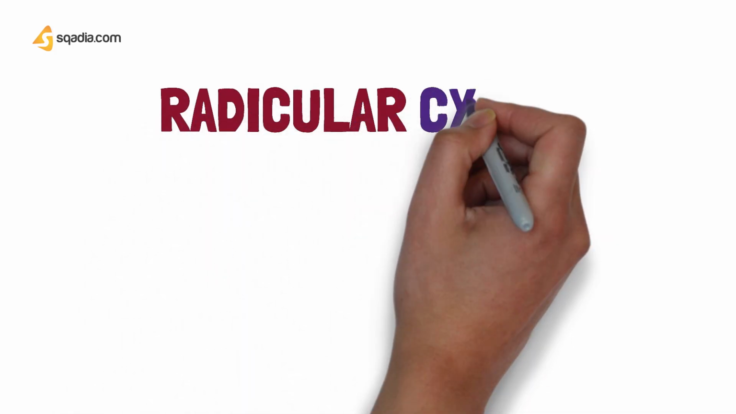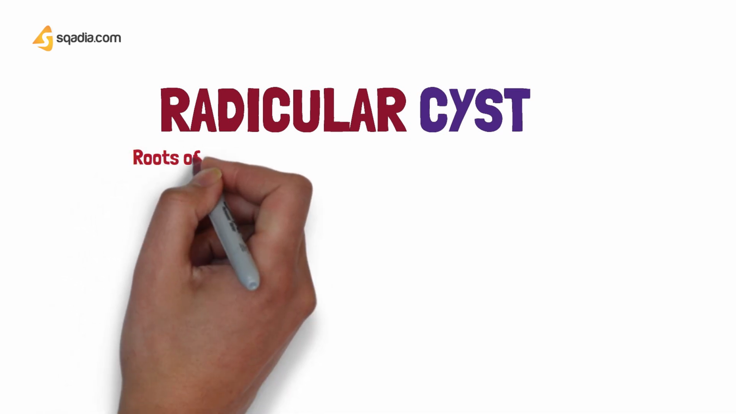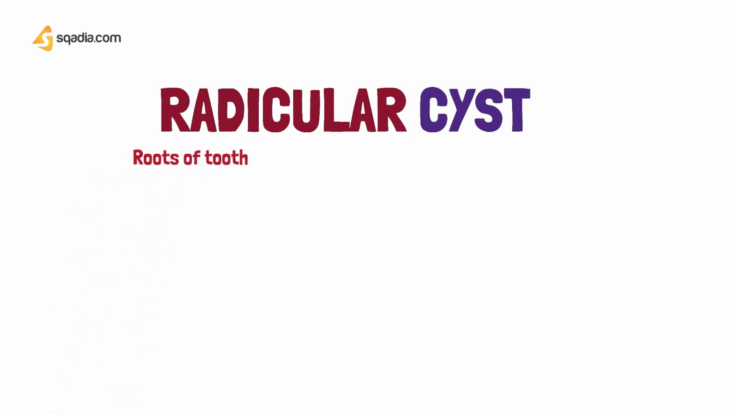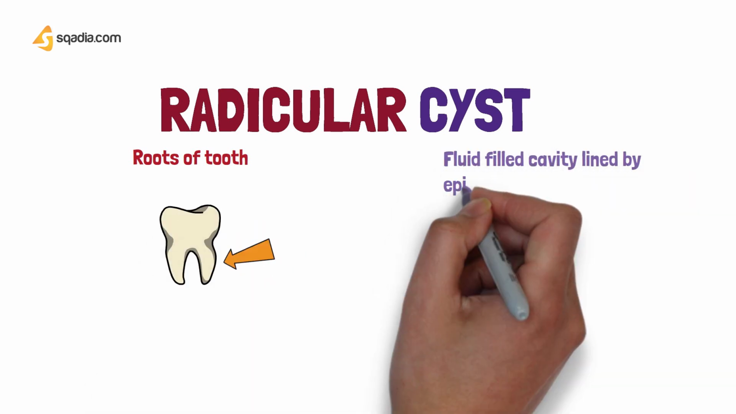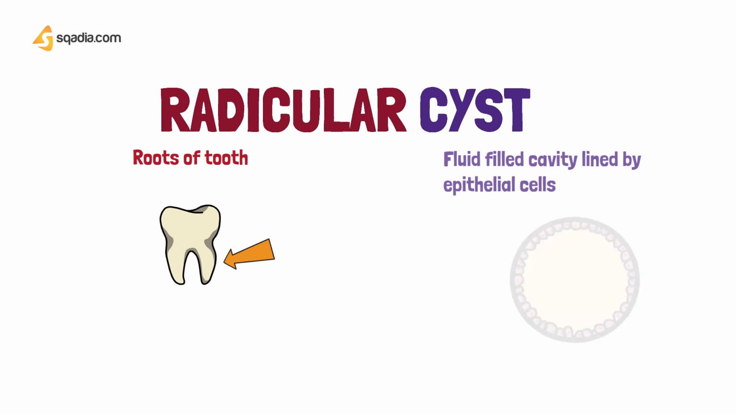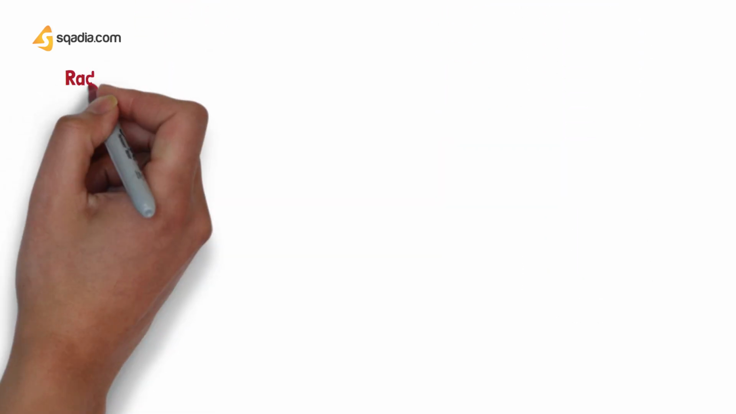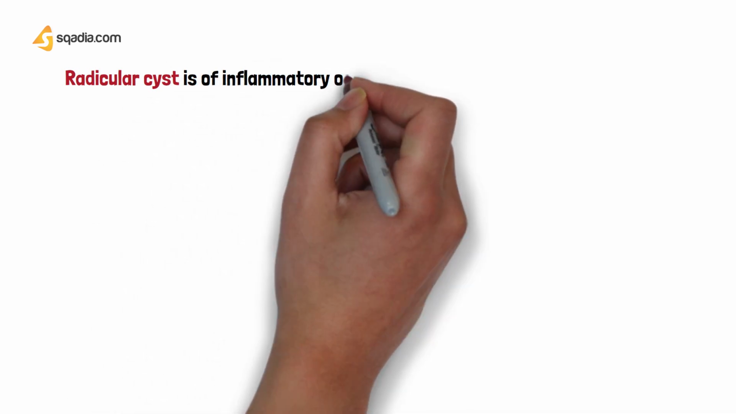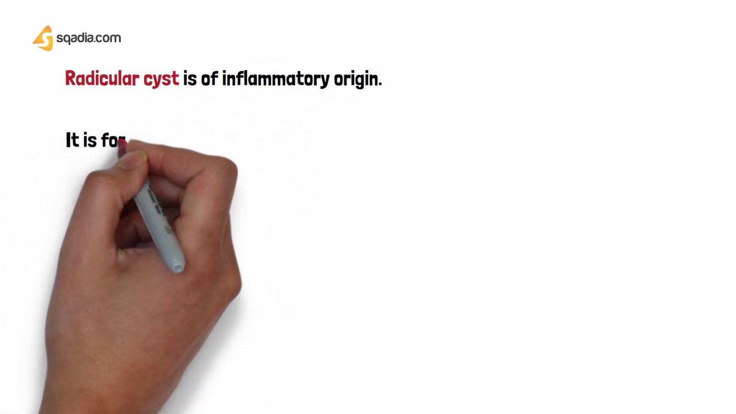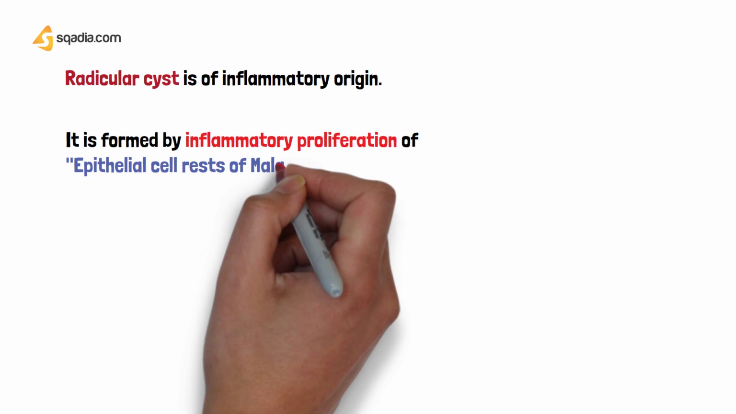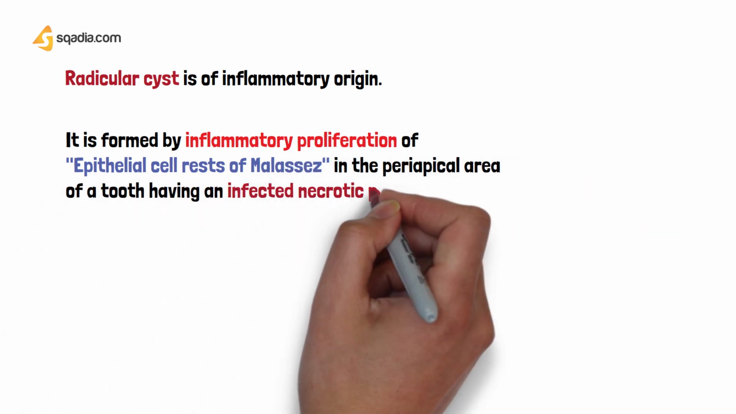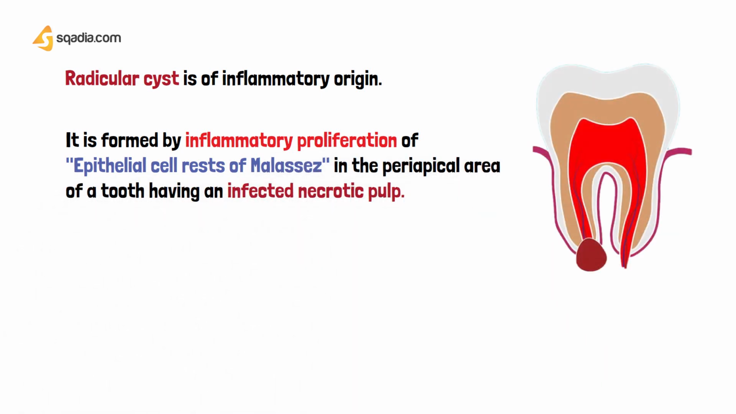Today the topic that I have chosen for us is the radicular cyst. So radicular means the roots of the tooth, whereas a cyst is a fluid-filled cavity which is lined by the epithelial cells. The radicular cyst basically originates due to inflammation which is present in the periapical area. Epithelial cell rests of Malassez proliferate under the necrotic infected pulp and the radicular cyst arises.